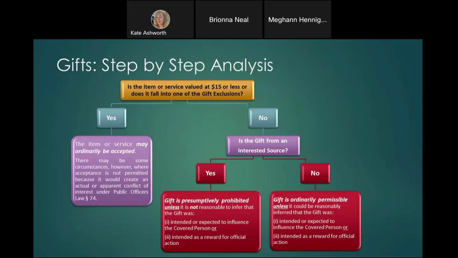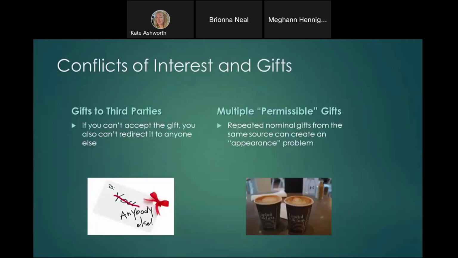Next slide, we have a few more gift rules. Gifts to third parties. If you cannot accept a gift, then you cannot redirect it to anyone else, including, for example, your spouse or a child, or you cannot even redirect that to a charitable organization. There's a rule regarding multiple permissible gifts. Depending on the circumstances, it may violate the Code of Ethics in Public Officers Law 74 by creating an actual and apparent conflict of interest.